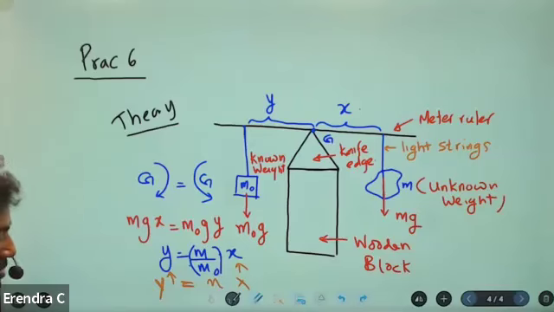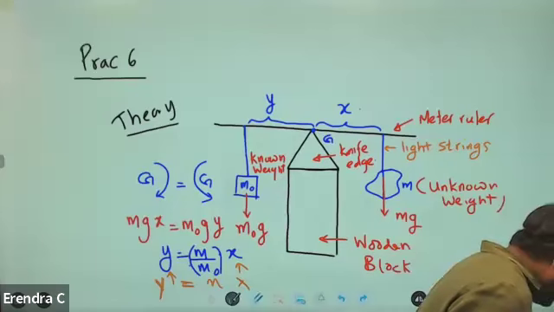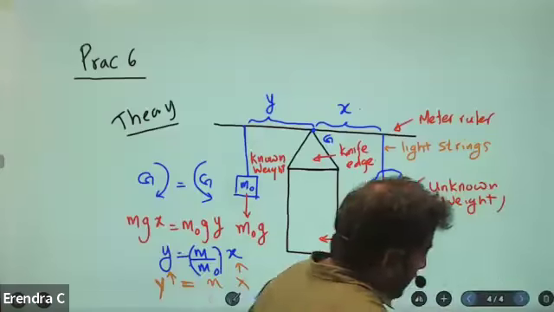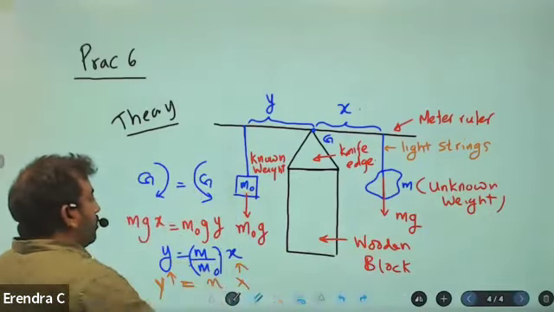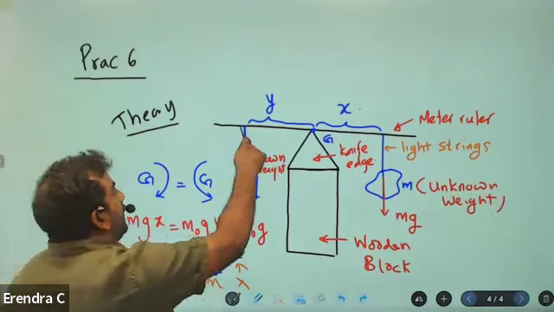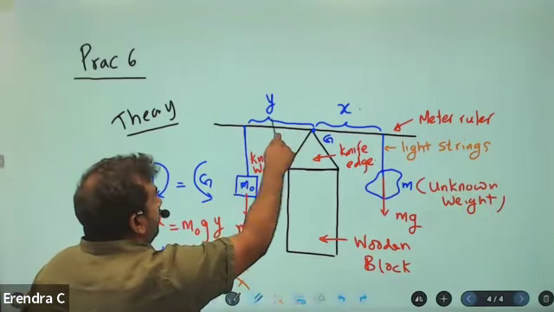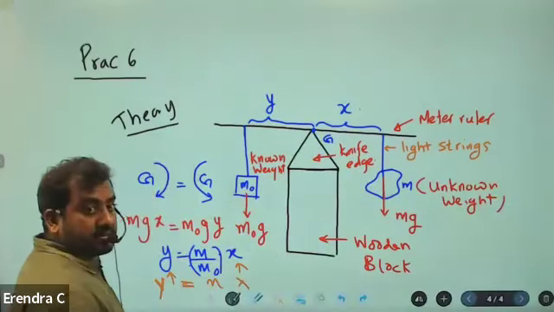So M naught is the known weight. I'm using the symbols given in the resource book. M is the unknown weight. M naught is the known weight. The g will of course cancel off. Y is the distance from the known weight to the center of gravity. X is the distance from the unknown weight to the center of gravity.